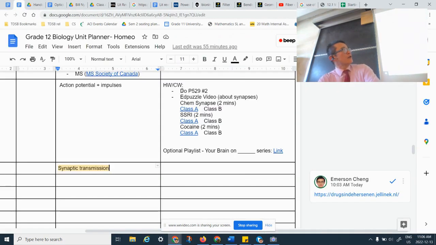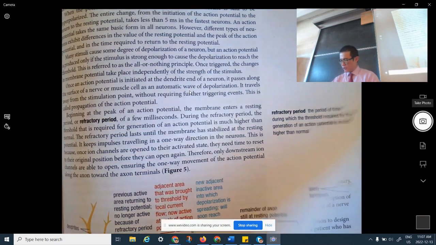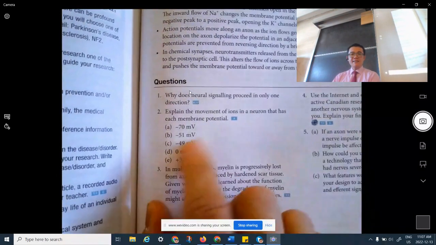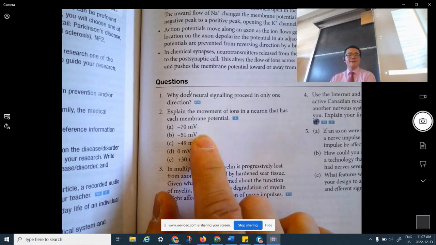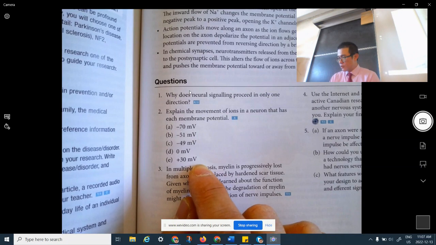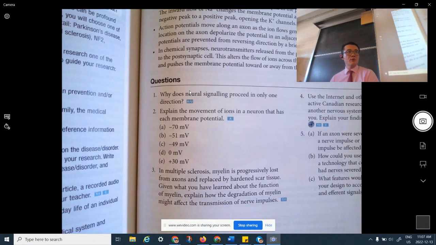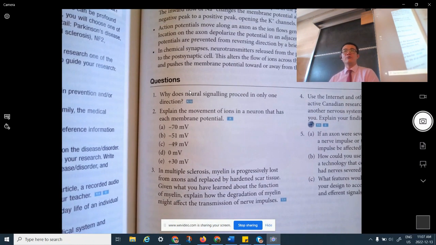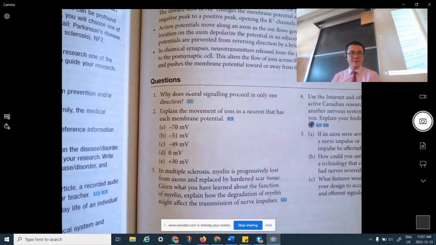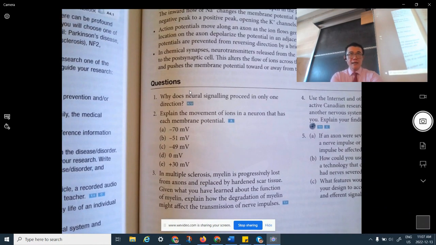So what I'm going to ask you guys to do, a couple of things. First off, homework and classwork. In the textbook, page 529, number 2. I'm going to show you here. Textbook 529, number 2. Basically, here there are a number of different membrane potentials you are to describe. So what's going on at that point? What kind of movement of ions is happening, in what direction, and why, or what causes it? Okay, those kinds of things. Describe the movement of ions. That's one.